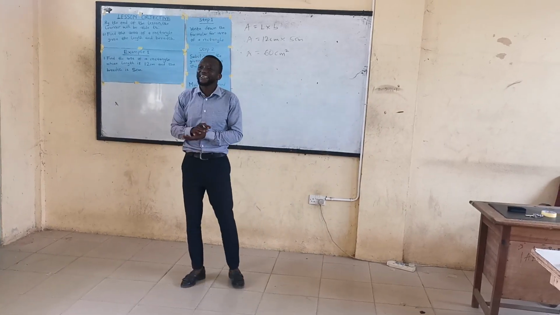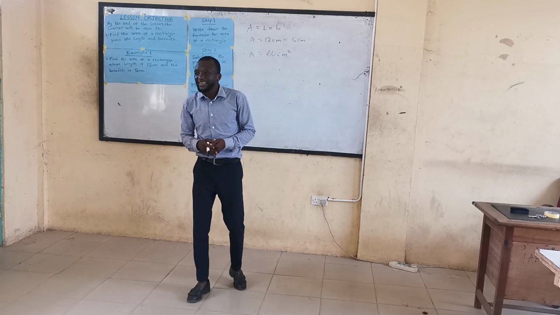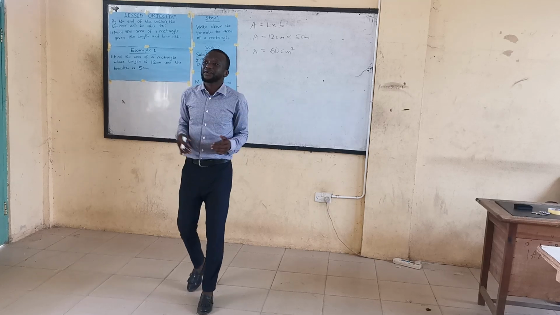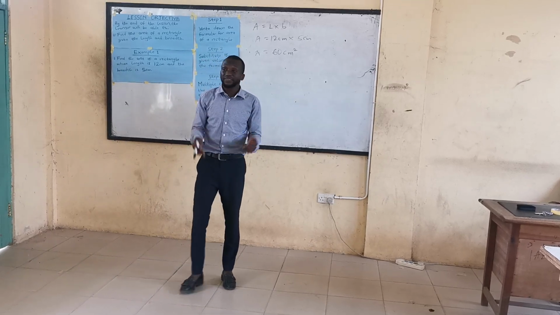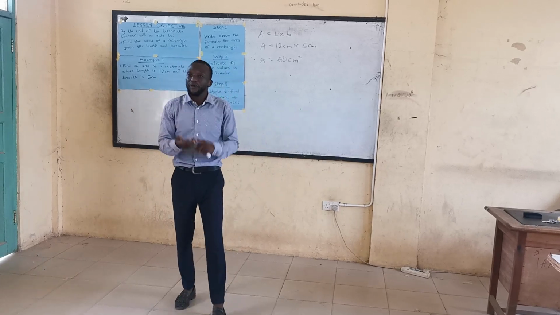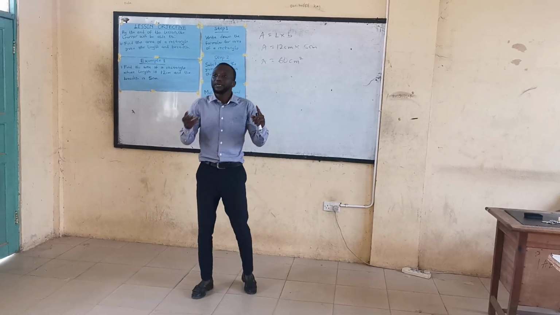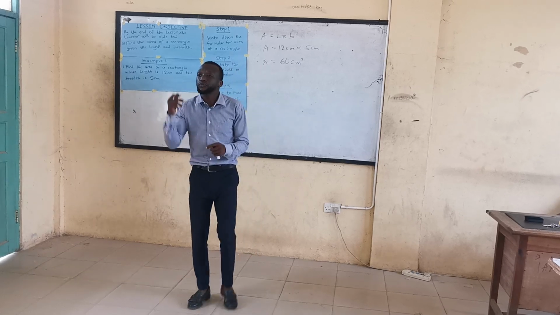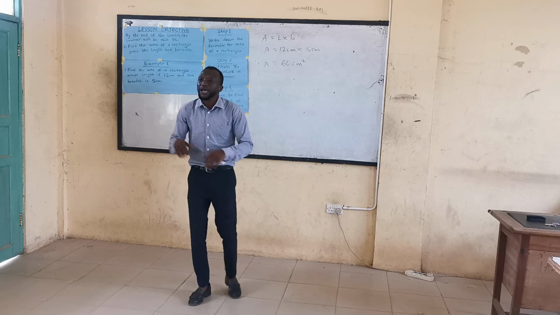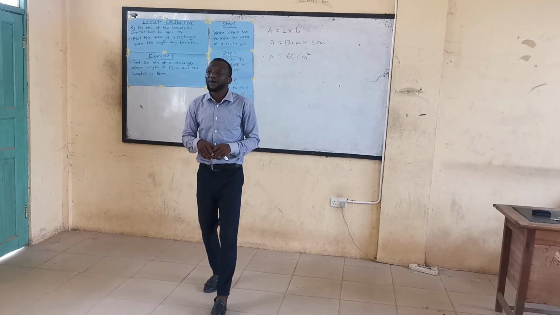So this is the end of the question, and it is obvious that anytime you want to find the area of a rectangle, there are some steps that must be taken. The first step is to write the formula to find the area of a rectangle. The second step says we should substitute the values given, and the third step says we should multiply to arrive at the value for the area.